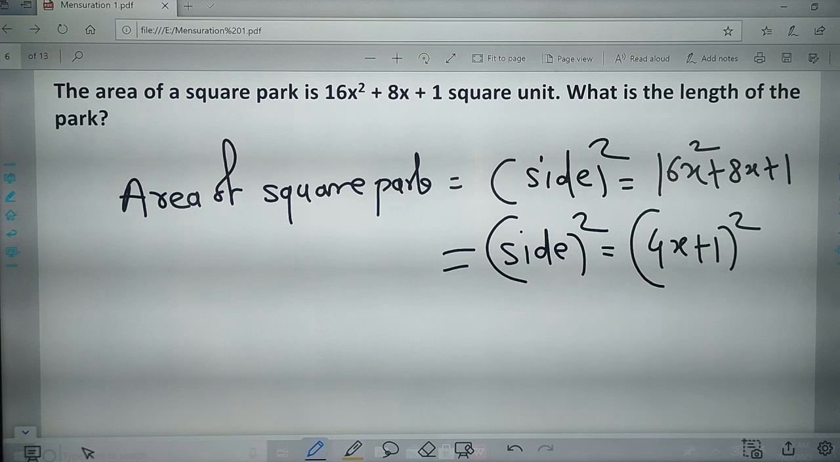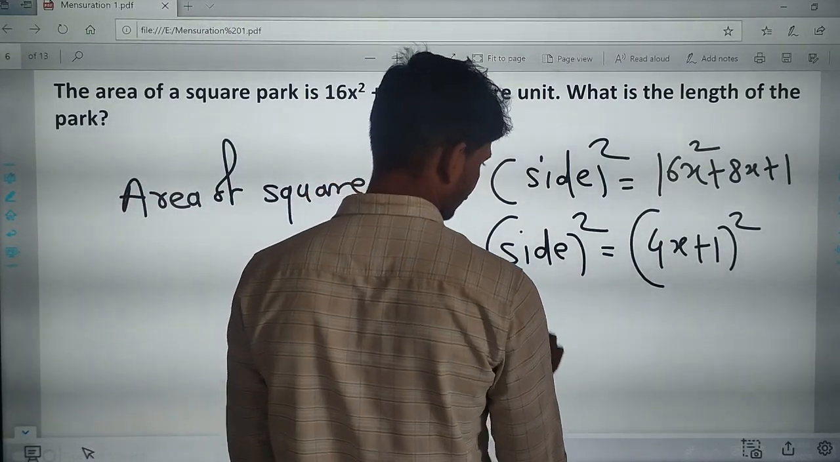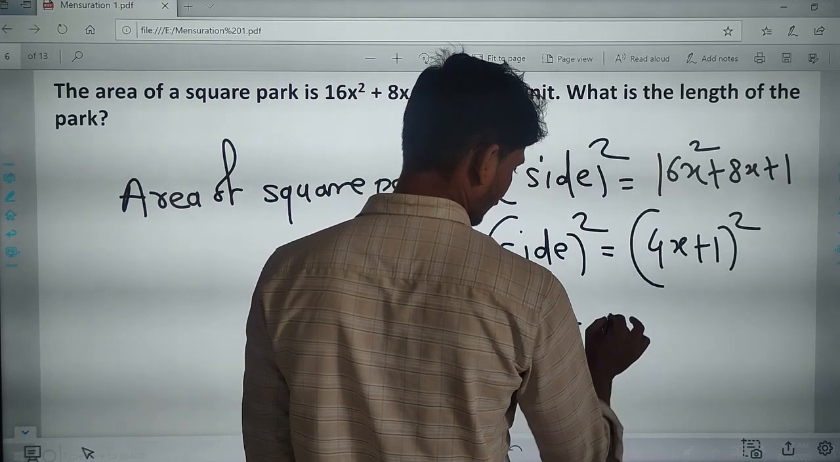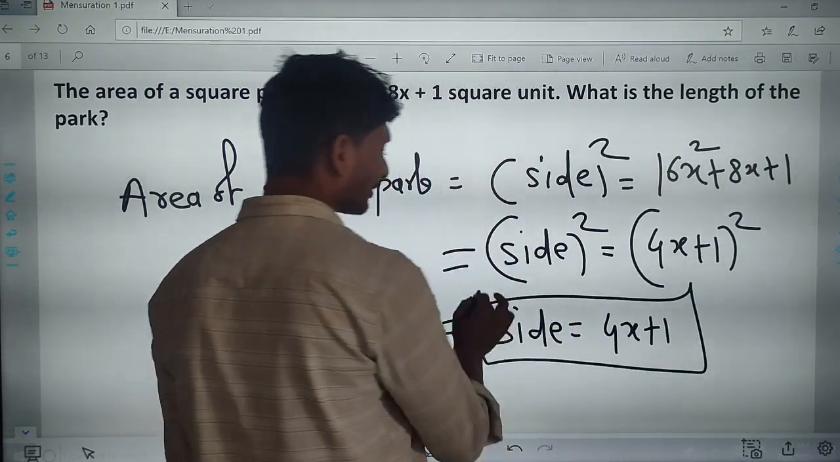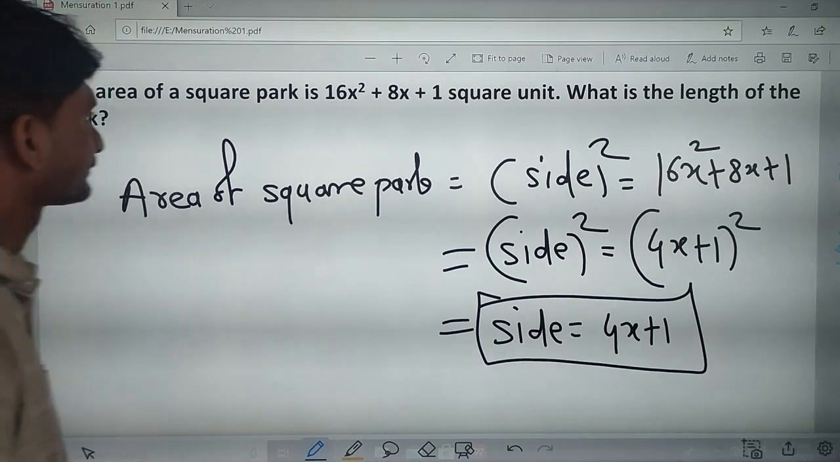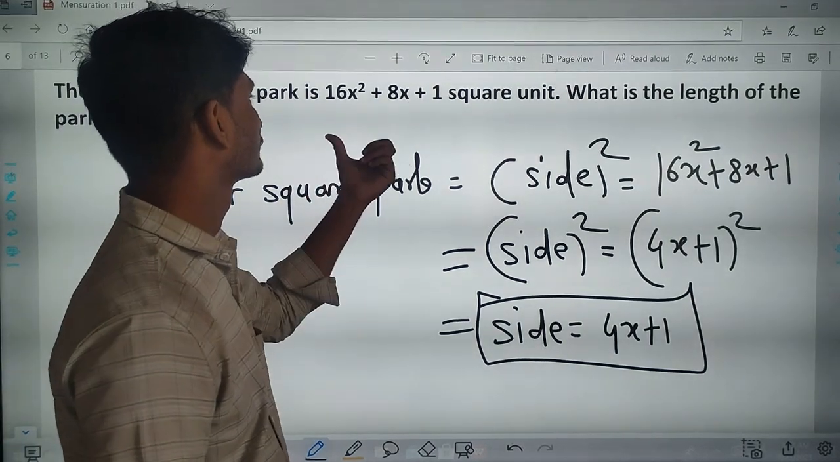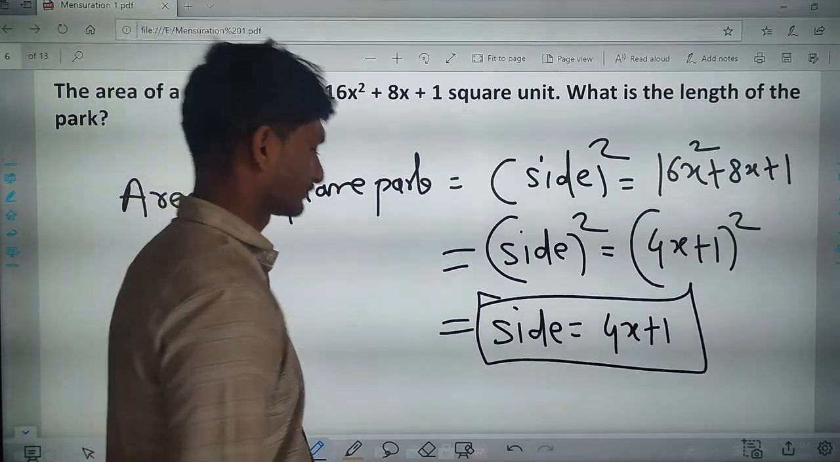Then we find the length of the park. Side is equal to 4x plus 1. Then the side of the park, or length of the park, is 4x plus 1. Now next.